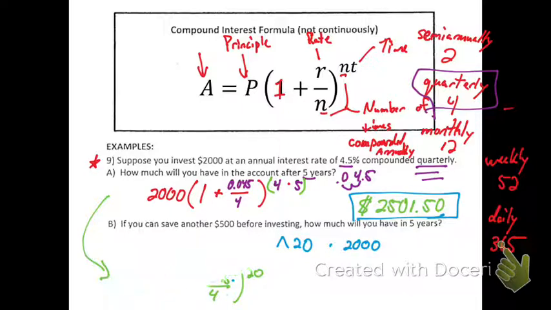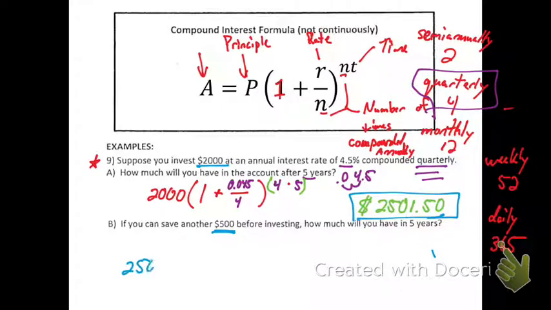Now, let me get rid of this real quick. Because now we have a similar question here with letter B. It says, if you save another $500 before investing, which means if you start with $2,000 and then you raise another $500 more, that would be $2,500. Then how much will you have in 5 years? So it's basically the same question with a different principal. That's it. So I'm just going to rewrite everything else in here.